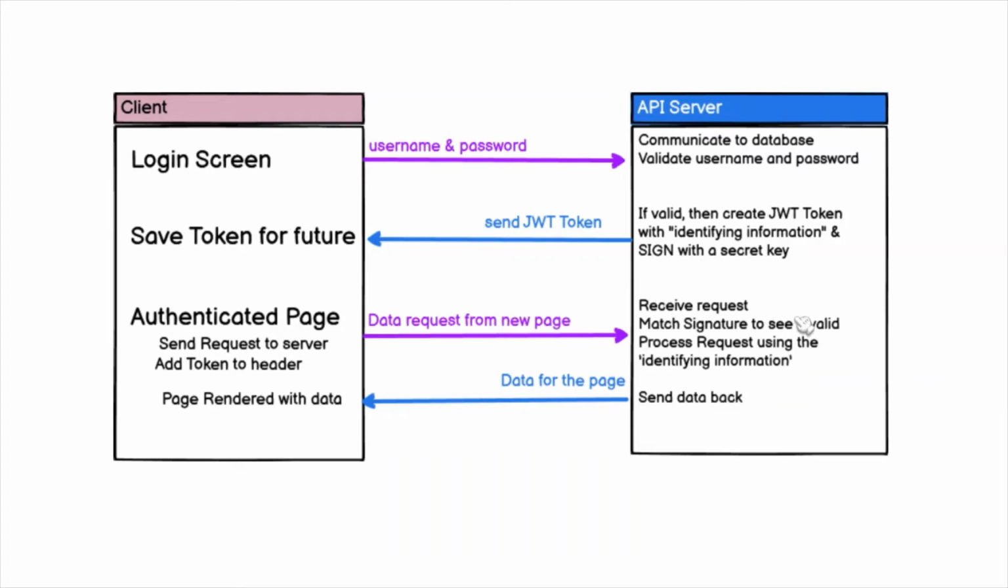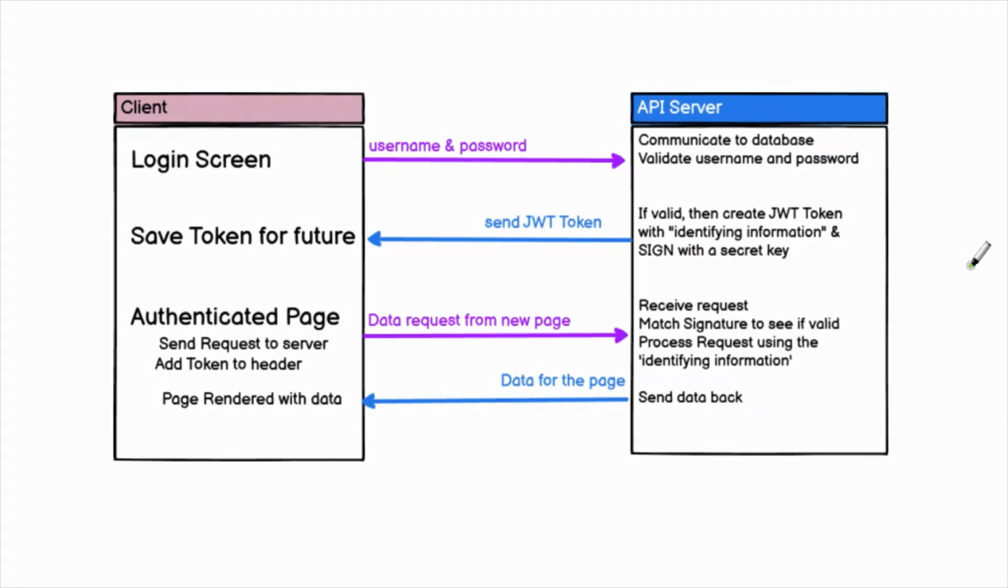It will be sent to the API server. The API server will receive the request. It will match the signature to see if there is any change in the token. If there is no change in the token, then well and good. It will process the request with the identifying information and send the data back. Once the data is received, the client page is rendered.